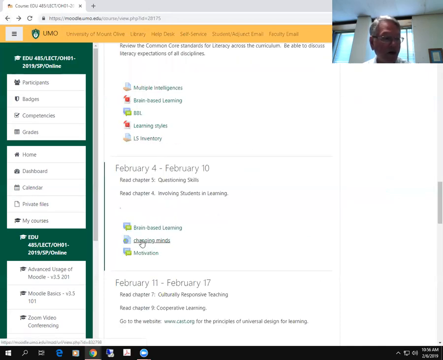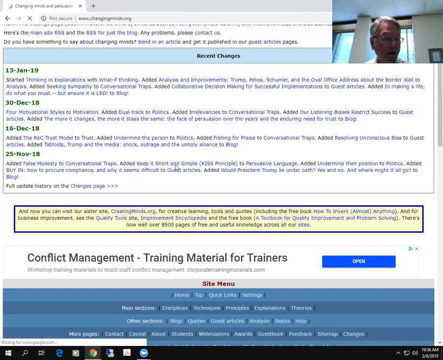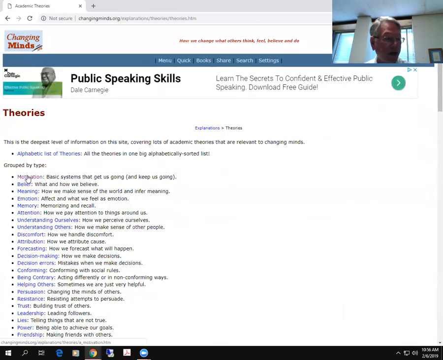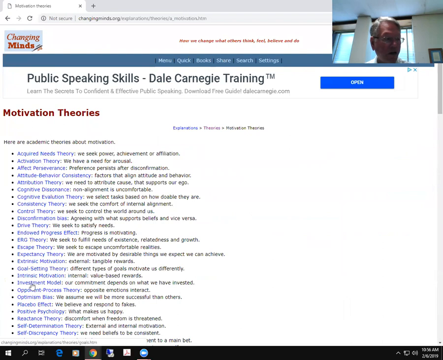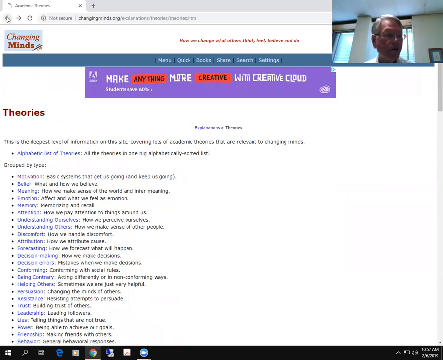I have given you the changingminds.org link, and that's where it is. When you come down to the bottom of that, go to theories, and under motivation, you find the different theories. And you will be assigned, or you are already assigned, one of these theories. And you're going to need to do a little more research than that little statement that is kind of posted beside each of the theories here. You need to look them up and do a little research and write probably about a half-page summary of that theory.